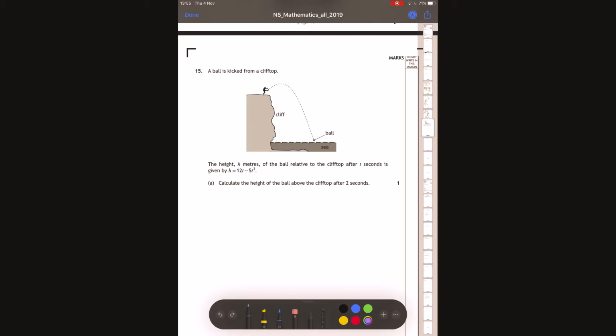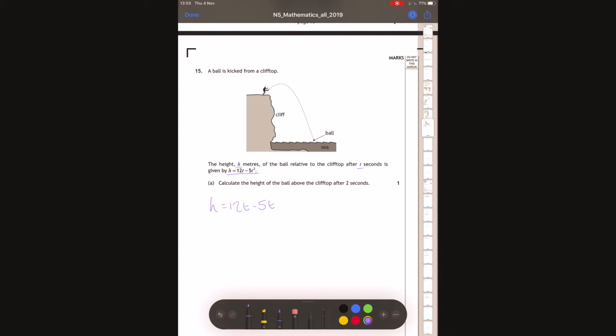So, another nice quadratics question. A ball is kicked from a cliff top. I think this is such a contrived question. Who would ever do that? Anyway, the height h meters of the ball relative to the cliff top after t seconds is given by this. First step, write this out.